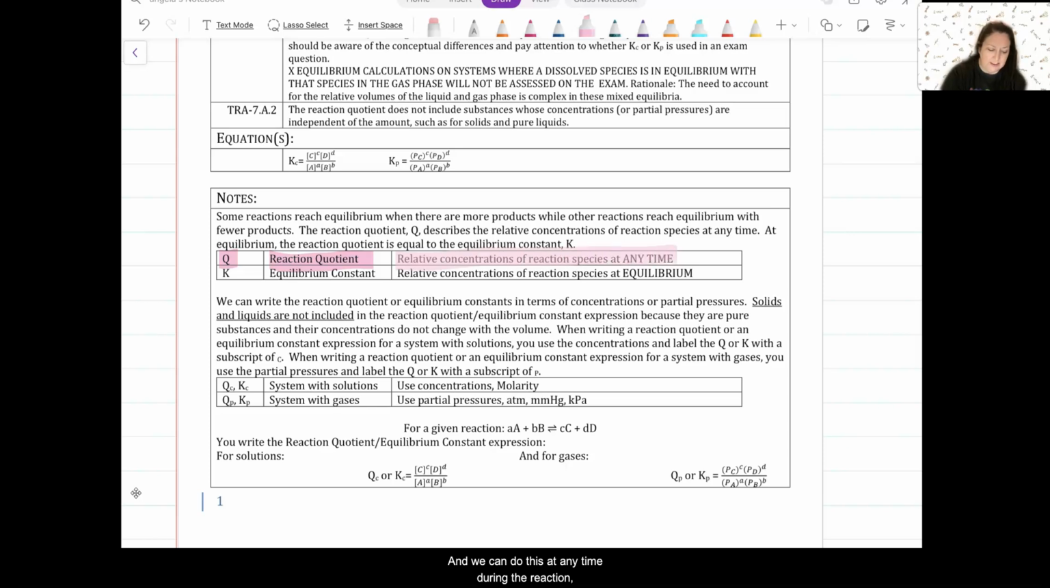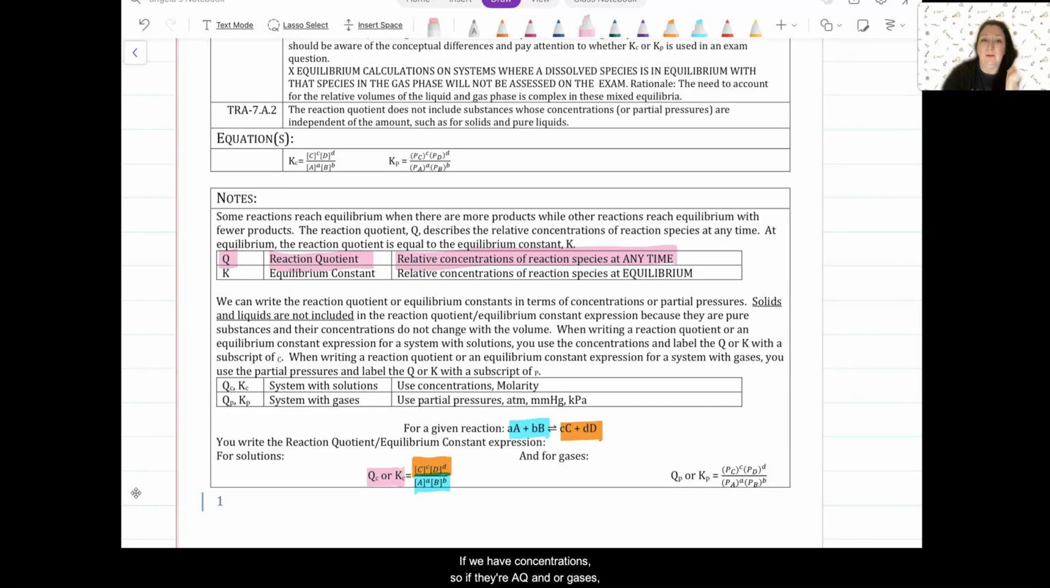And we can do this at any time during the reaction. Anytime. Even if we're at equilibrium but we don't know it, we can still calculate Q. It's calculated the same way as you calculate K. So if you look down here, products over the reactants, and hold on, let me get rid of this and then do the color code. These are my products and these are my reactants. Okay, and then this is Q or K.